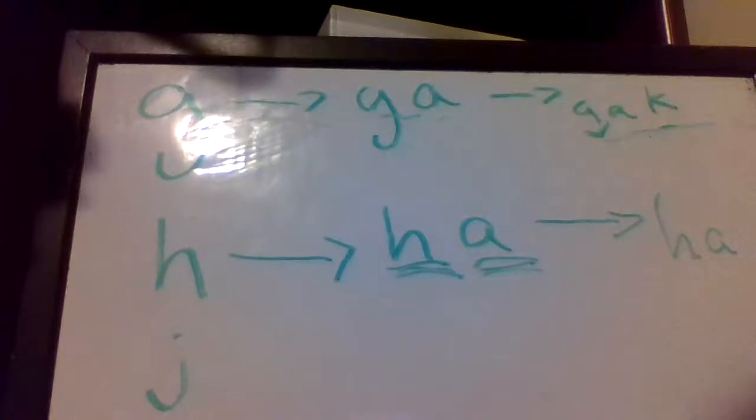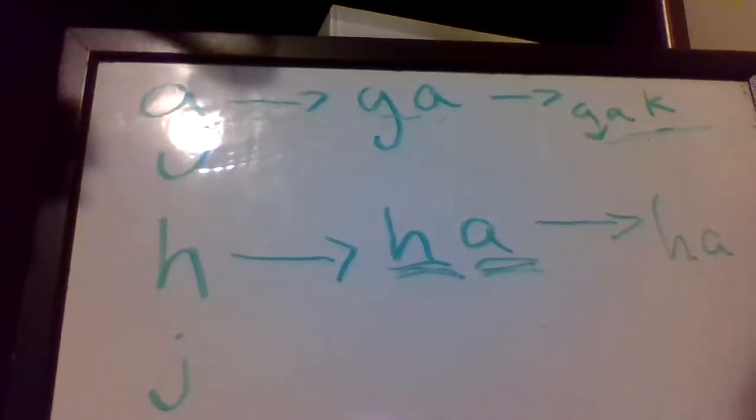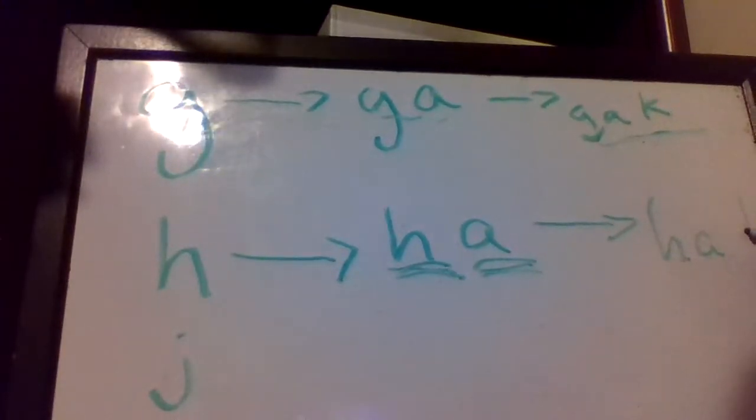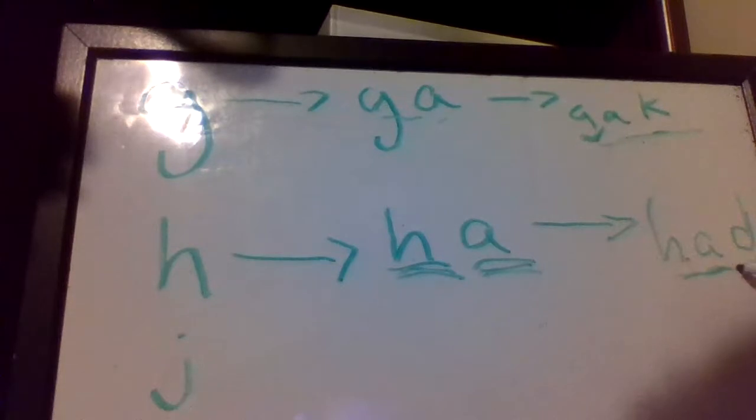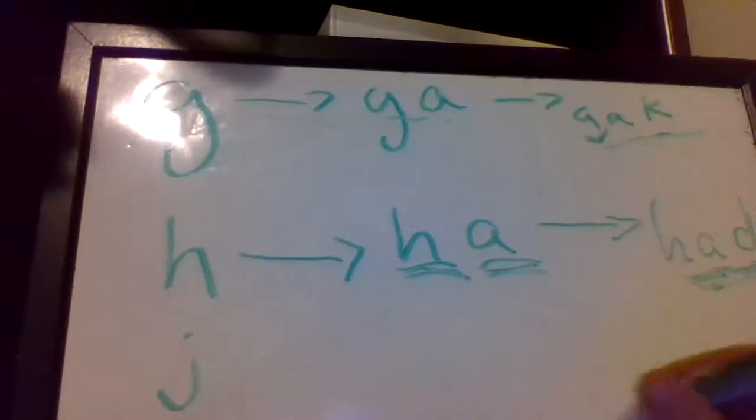Now let's make a word. Let's add a D. The D makes a D sound. So we have h, a, D, had, had.